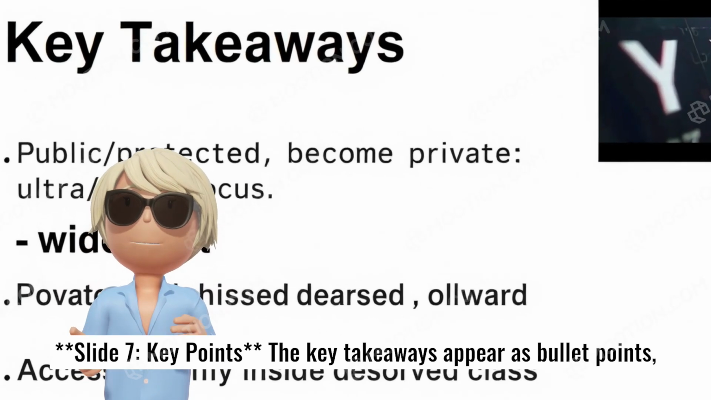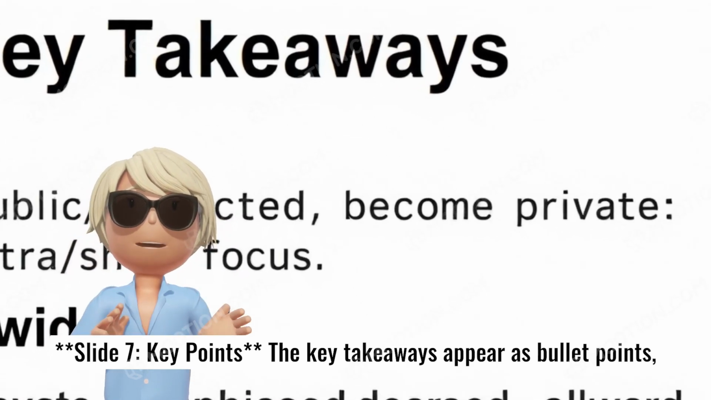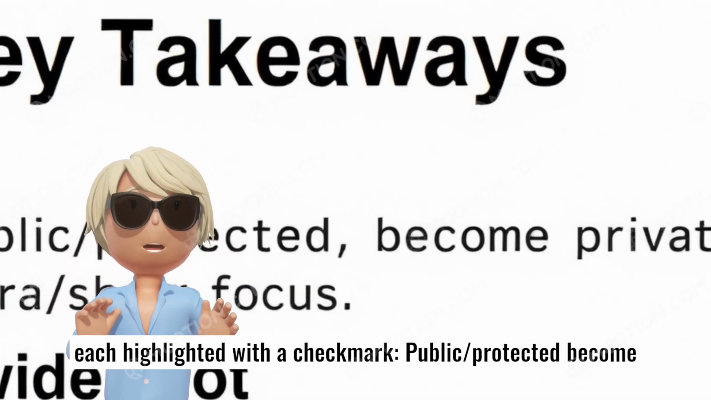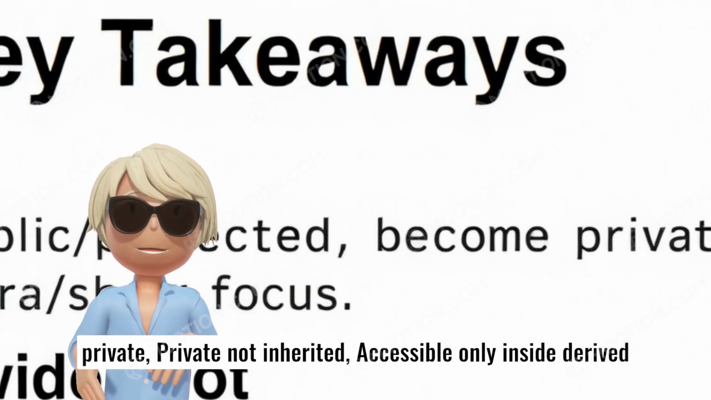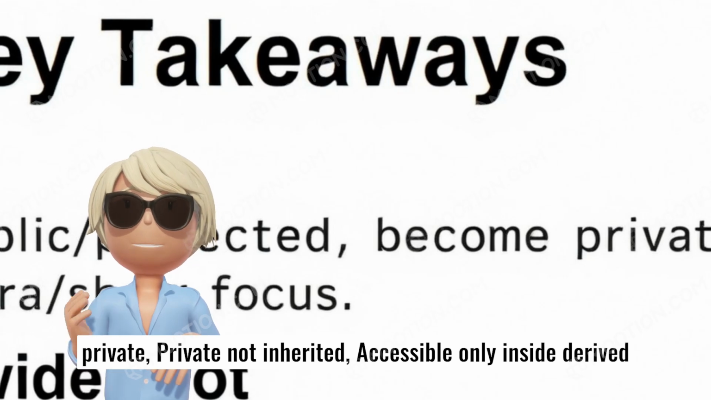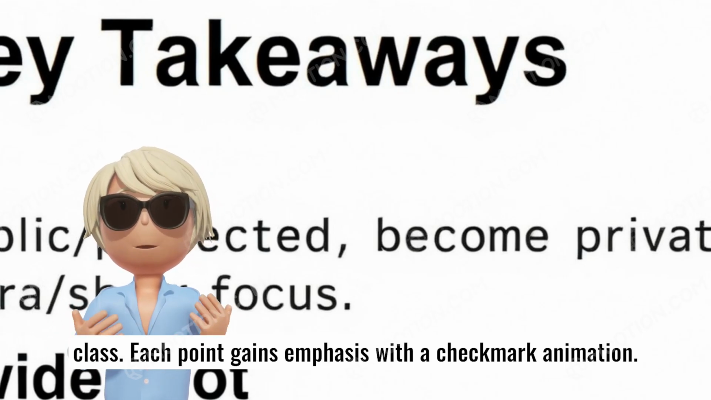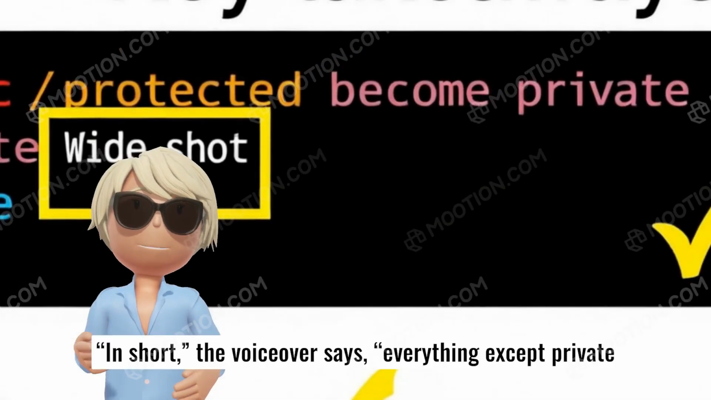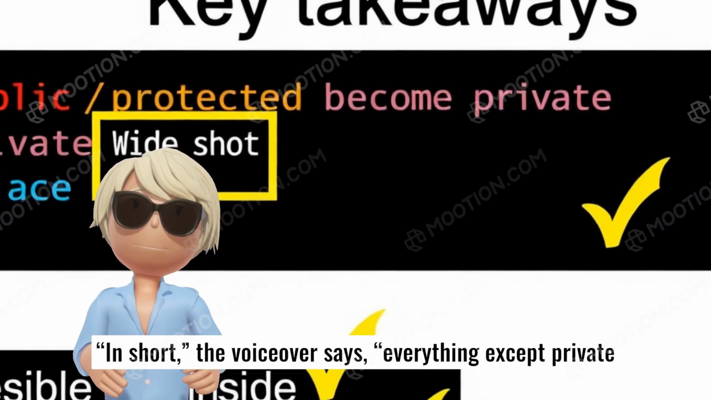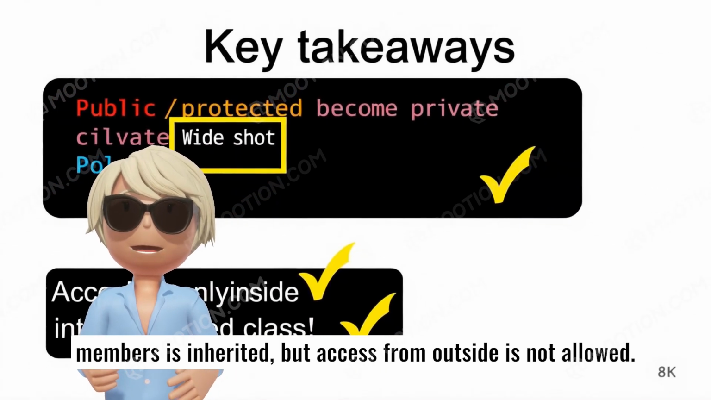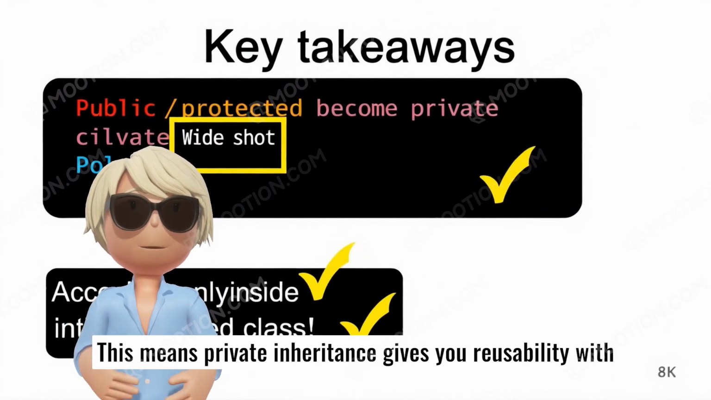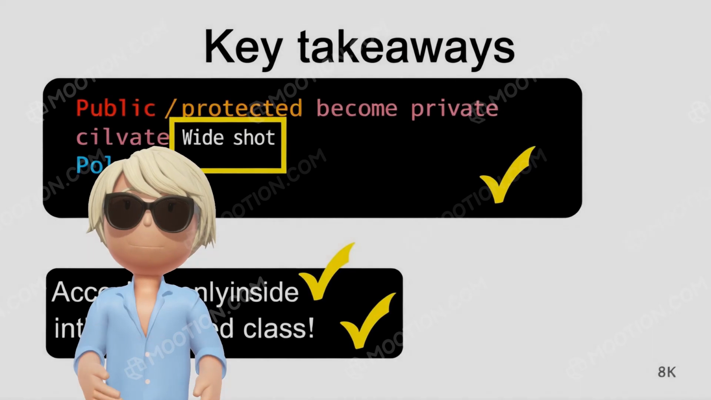Slide 7. Key points. The key takeaways appear as bullet points, each highlighted with a check mark. Public/protected become private, private not inherited, accessible only inside derived class. Each point gains emphasis with a checkmark animation. In short, the voiceover says, everything except private members is inherited, but access from outside is not allowed. This means private inheritance gives you reusability with security.